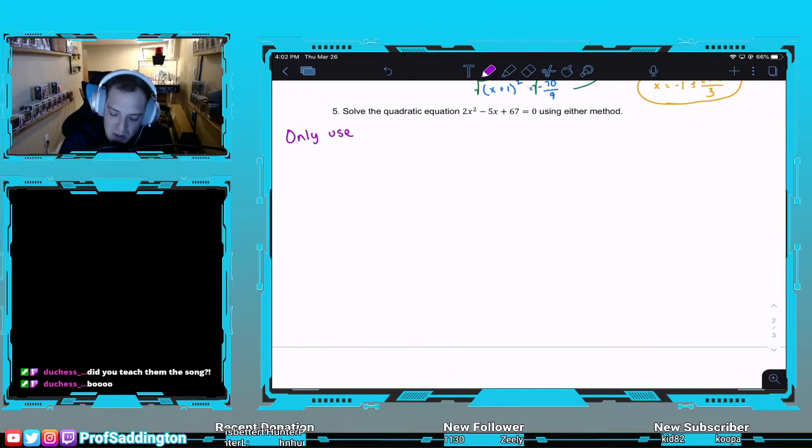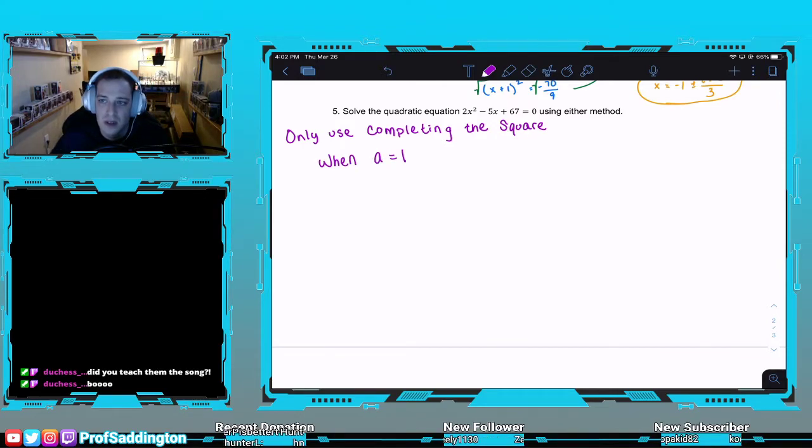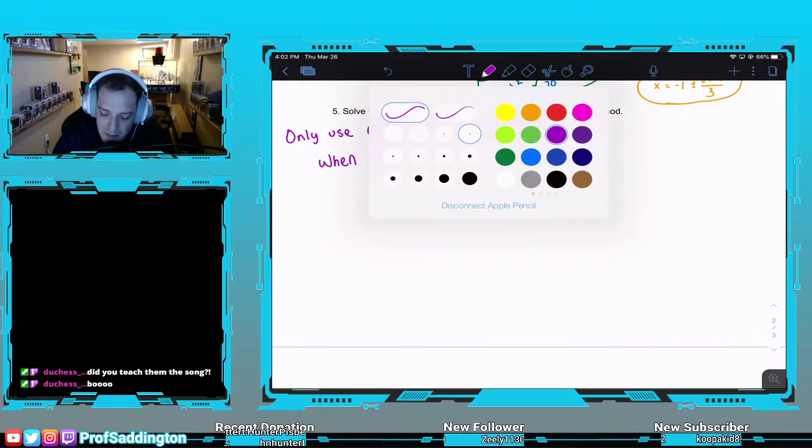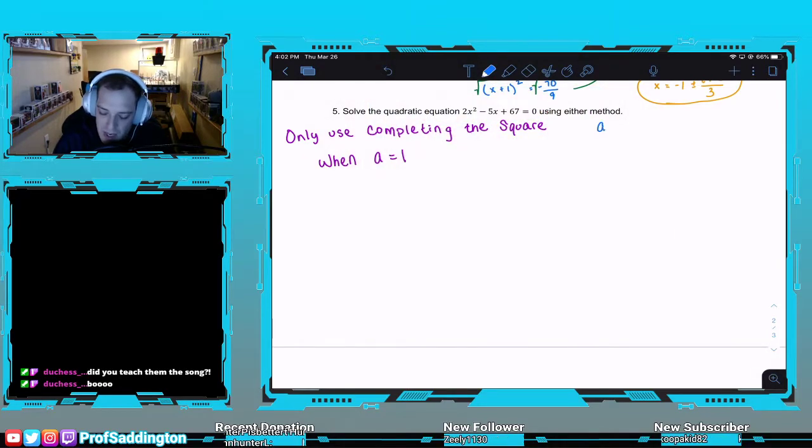Only use completing the square when a equals 1. If a is any other number, use quadratic formula. So in this particular problem that we're about to do, we're going to have a is equal to 2, b is equal to negative 5, and c is equal to 67. As soon as you see that a value is not 1, we want to do quadratic formula.